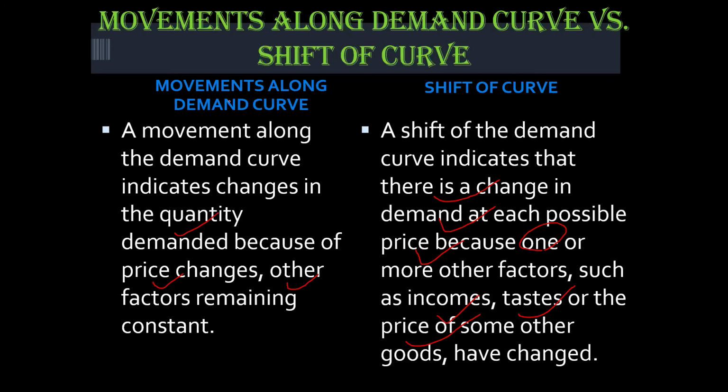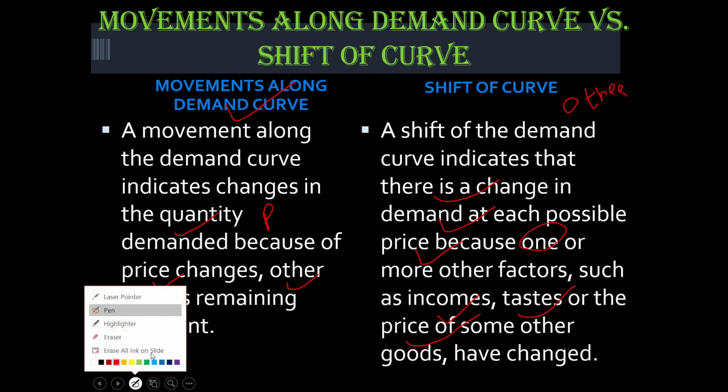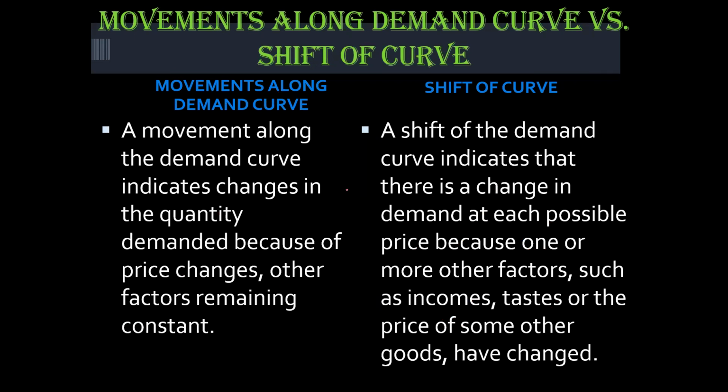So movement along the same demand curve takes place because of the change in price, and a shift of demand curve takes place because of factors other than price. So these two things are there. When there are factors other than price, it will be shift of curve, and when there is change in price, it will be known as movement along the same demand curve. So this is the effect on demand curve. Fine.